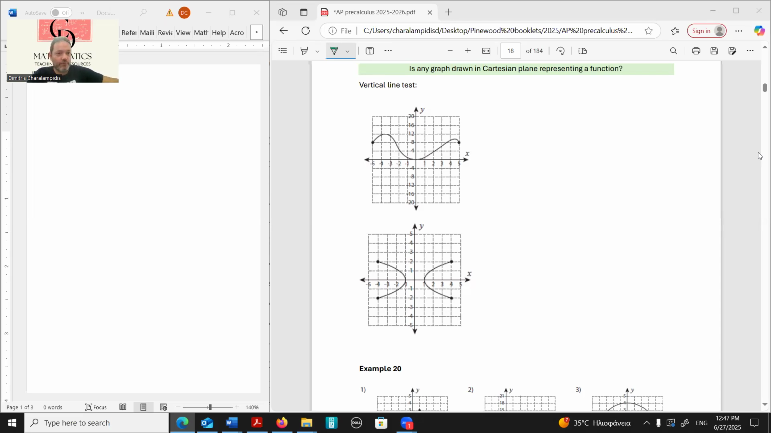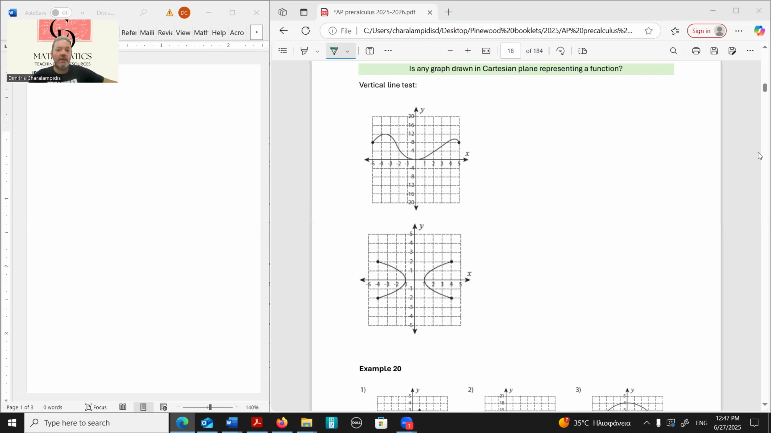Now, the question for today's video will be the following. Is any graph drawn in a Cartesian plane representing a function? The clear answer, remember that this is the prerequisite section of the precalculus. You should have seen that thing in the past. The direct answer is no. Not every single graph represents the graph of a function.